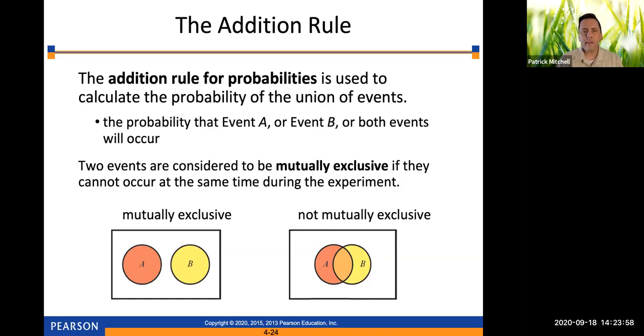Now, there is a special situation that can occur with the union of two events. Two events are called mutually exclusive if they cannot occur at the same time during the experiment. In terms of the experiment we're doing now, think of the probability that the student is a freshman or a sophomore. A student can't be both of those things. So the Venn diagram for freshmen and sophomores would look like this, but the Venn diagram for freshmen and females would have to look like this because they do overlap.